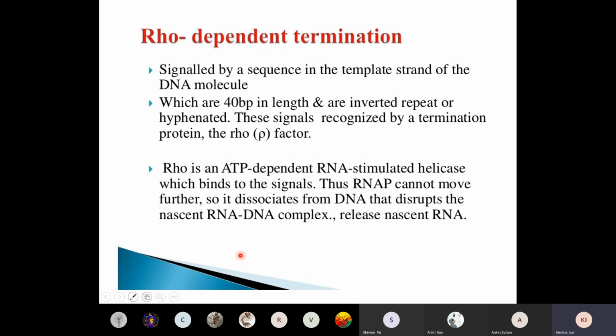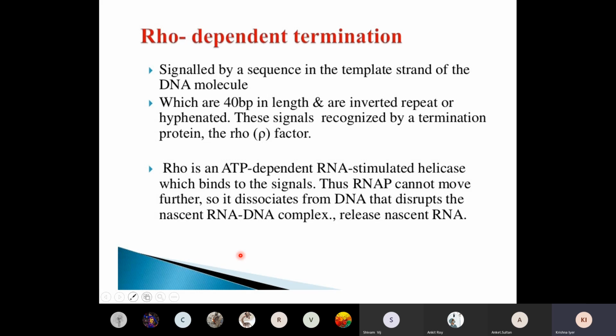In Rho dependent termination, there is a signal given by a sequence on the template, which is the DNA being read as a template, about 40 base pairs in length, and they tend to be inverted repeats or hyphenated repeats. If you remember, I told you what inverted repeats are. Kind of palindromic sequences, or hyphenated repeats within the same sequence separated by a few bases and again repeated. Such sequences are usually recognized by this Rho factor.